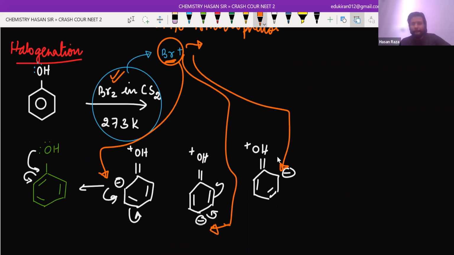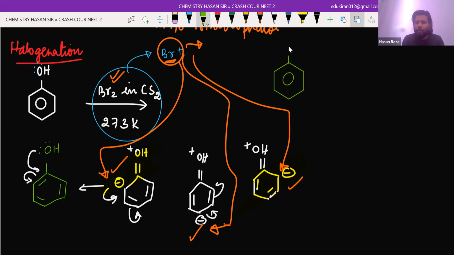Sir, then tri substitution will occur, I guess. No, not tri substitution. I'm just giving you options right now. Since Br2 in the presence of CS2 will generate only one electrophile, there will be no tri substitution. It will either attack here or here. This attack and this attack will be similar because both are ortho positions. So you will be getting two products.